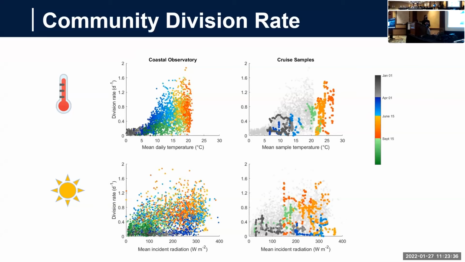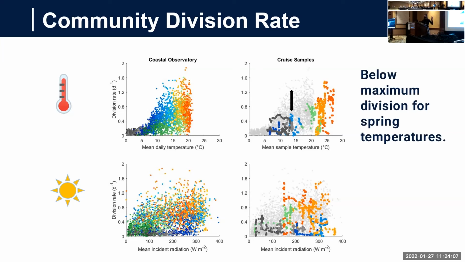So now on the right is the cruise data. All of our models fit to all those sliding window days. And in the gray shaded behind that is just the same data that's on the left, so you can more directly compare. So the division rate is following a similar response seasonally, where it's increasing as water's warm. But the division rates are lower than those that we see at MVCO at similar temperatures.